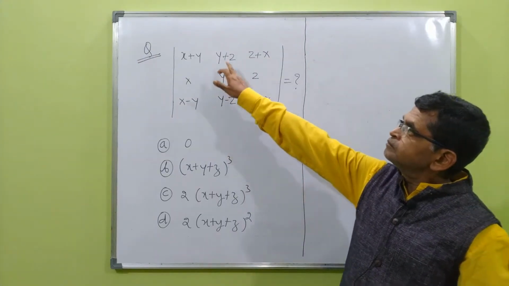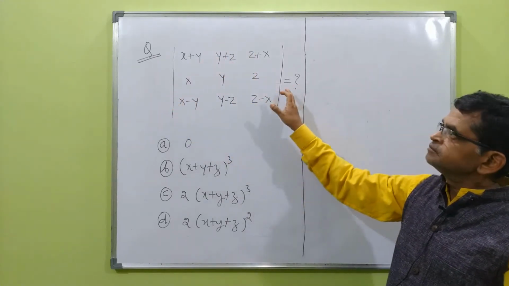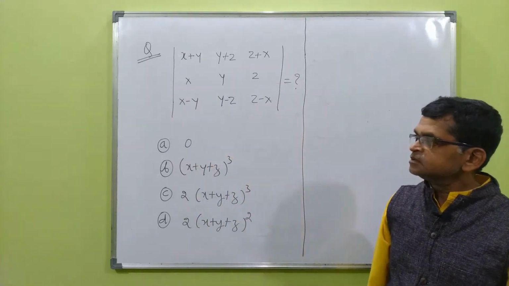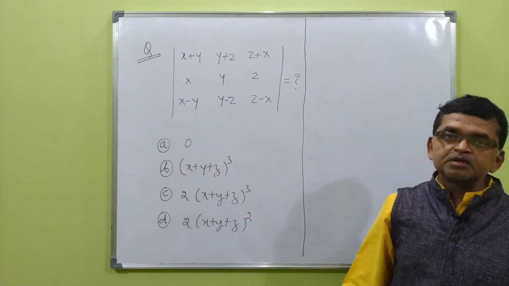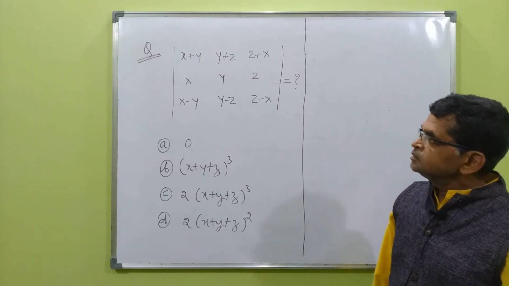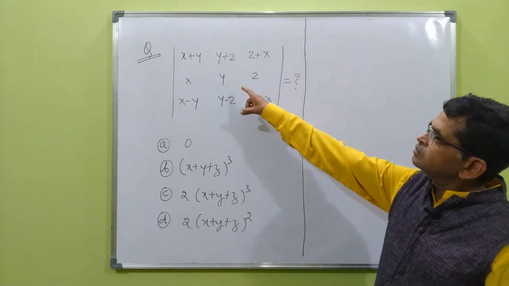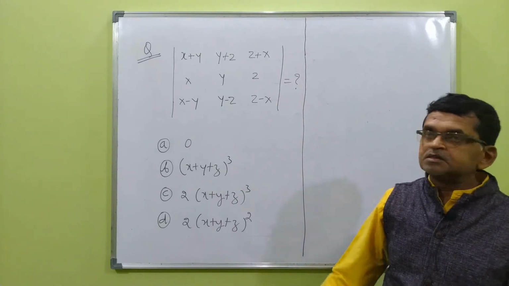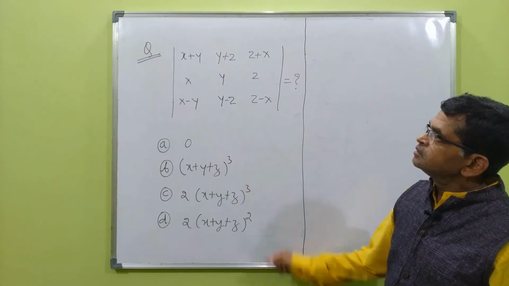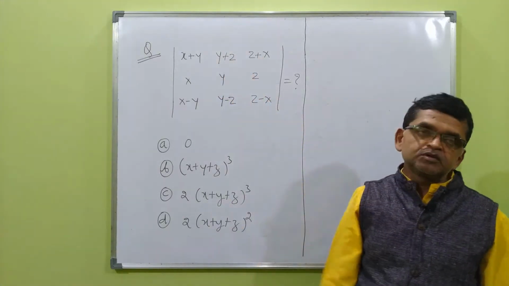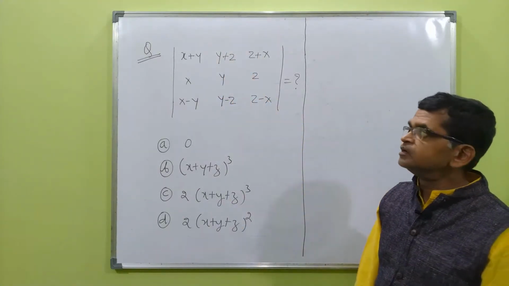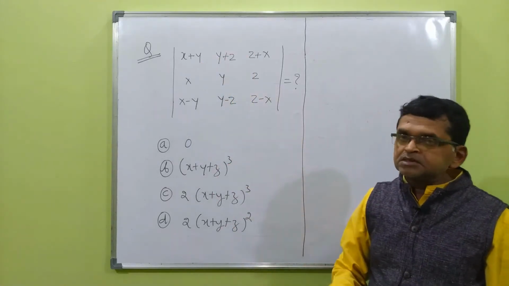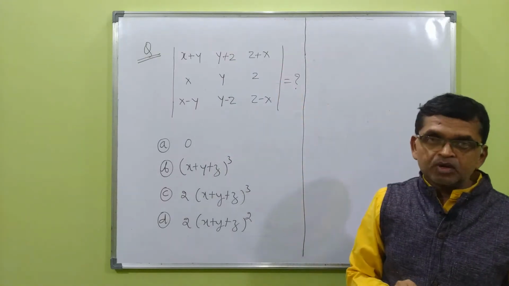So the given determinant is this one. The value of this determinant is one among the 4 options. See here also, if you try by the direct method, that requires a lot of time. So better take simple values of x, y, z. You can take any value. Suppose x, y, z is equal to 1.